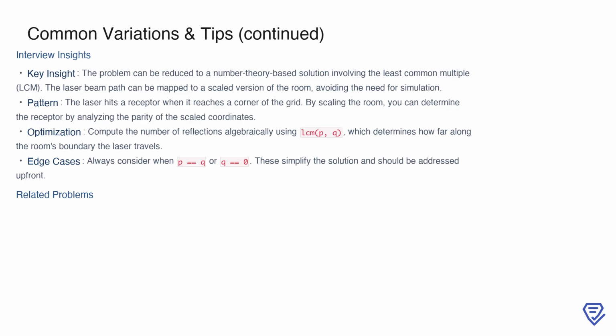To excel in interviews, recognize that this problem can be reduced to a number theory solution involving the least common multiple. By scaling the room geometrically, you can map the laser's path without needing to simulate each bounce. The key pattern is that the laser will hit a receptor when it reaches a corner of the grid. By scaling the room dimensions, the receptor can be determined by analyzing the parity of the scaled coordinates. Optimization comes from leveraging LCM(P, Q) to compute the number of reflections algebraically, which efficiently determines the laser's path along the boundaries. It's also vital to address edge cases where P equals Q or Q is 0.